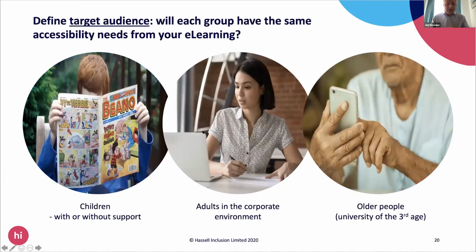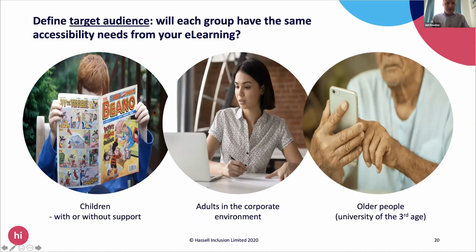And then there's the consideration about the target audience. Think about the needs of the different types of audiences. As Jonathan's already mentioned, obviously you're going to have potentially children with and without support. You're going to have maybe people in the corporate environment, and then you have a range of other people. You might have older people looking to learn new skills online. Each of these groups have slightly different requirements when it comes to accessibility.